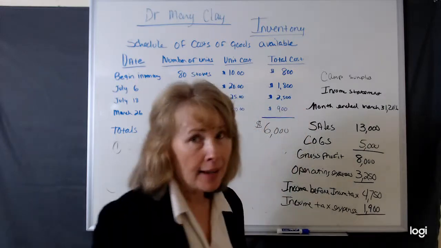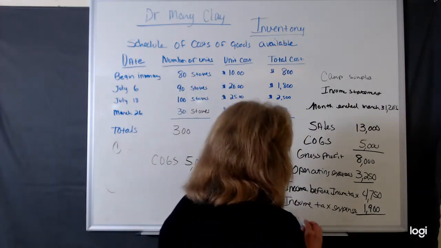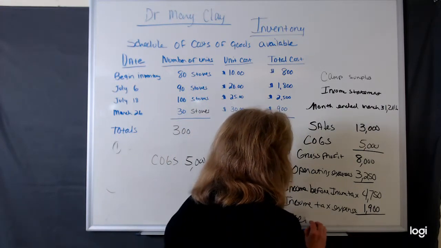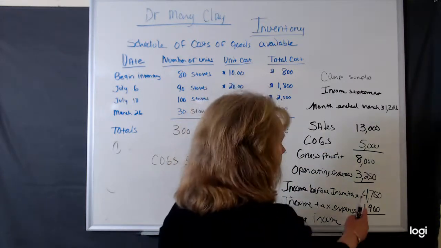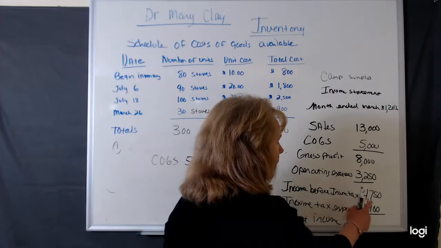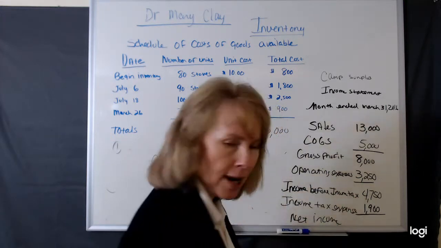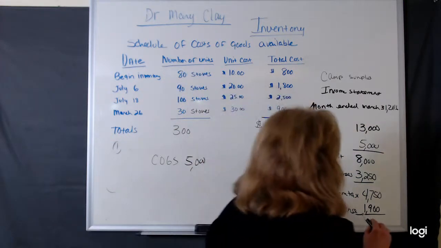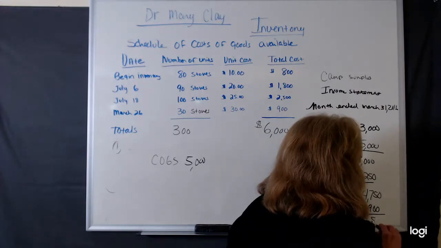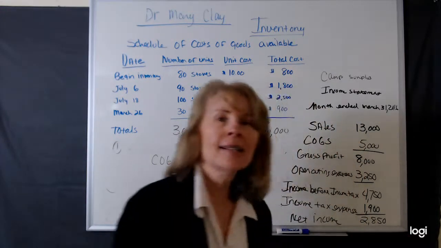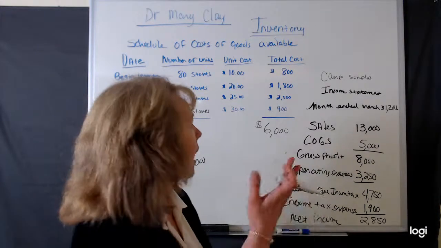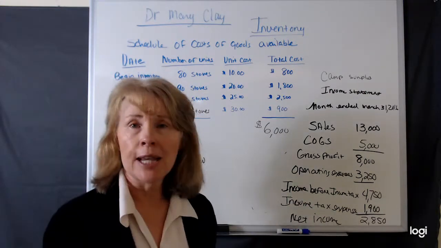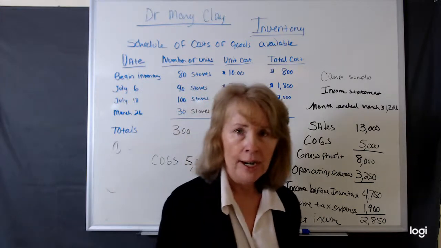Now I'm finally there. Okay? The last item that I'm going to figure out is my net income. So look how I do that. I take my income before tax, 4,750. I subtract out the tax, and I come down to 2,850. And that's the last part of the problem. That's number 3. That's how you figure out the income statement. Okay? All right, good luck in the lab.